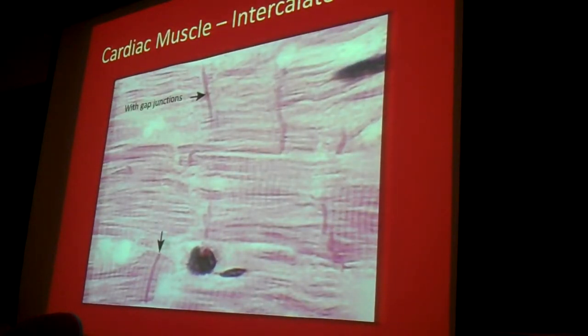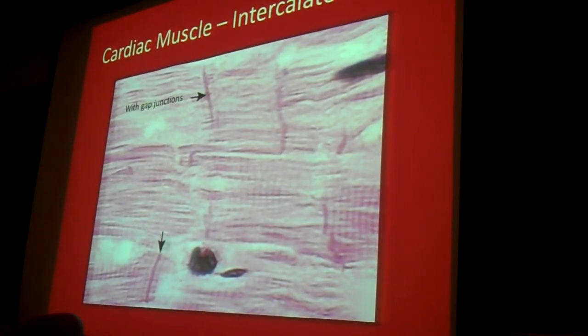The term intercalated disc. That's the separation between the cardiac muscle cells. It has all those gap junctions that allow the transfer of ions so that you get the rhythmic contractions. I would have that in your vocabulary. Intercalated disc, full of gap junctions.